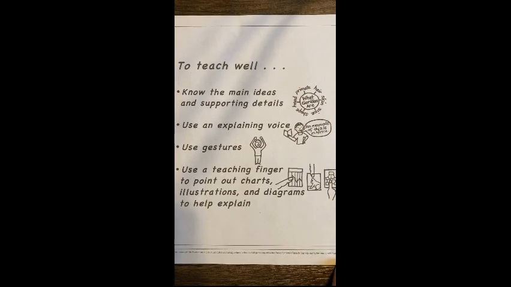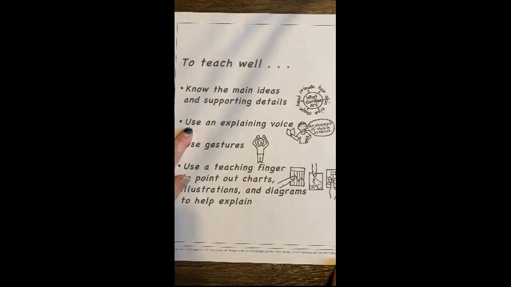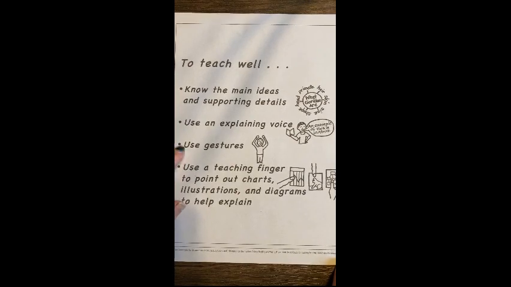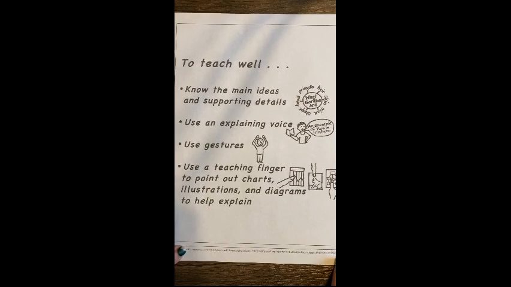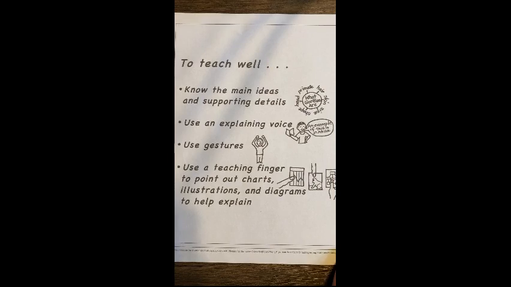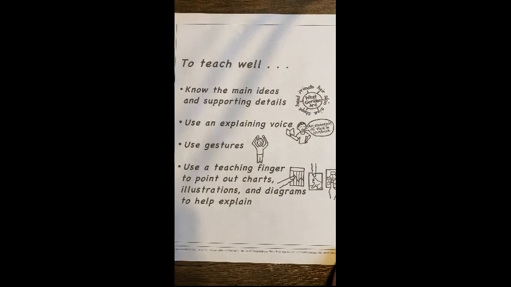Secondly, you should be using an explaining voice. When you use an explaining voice, you speak clearly, confidently, and you don't speak too fast or too slow. Thirdly, you should use gestures. That means you can move your body a little bit to help explain your point. It also helps keep the watcher and listener more interested in what you're saying. Finally, you can use a teaching finger to point out charts, illustrations, and diagrams from the book to help you explain.